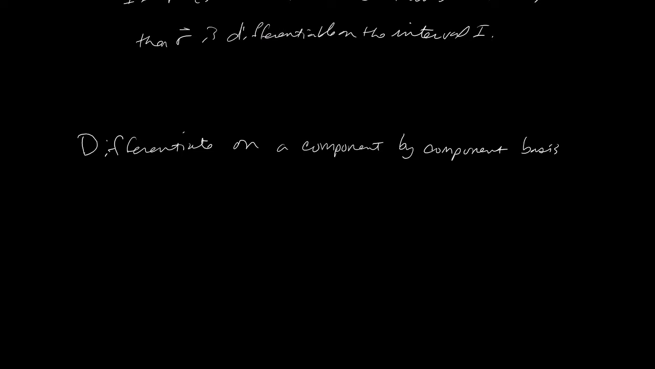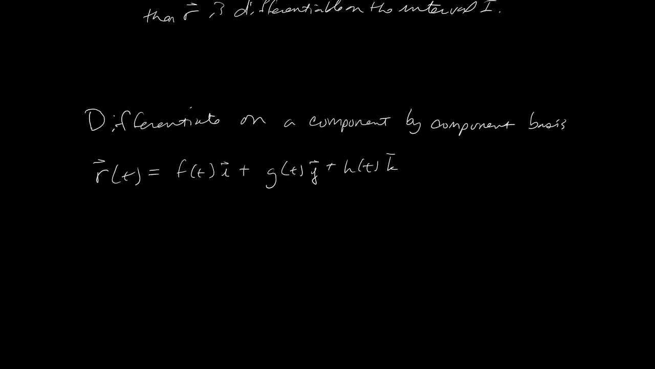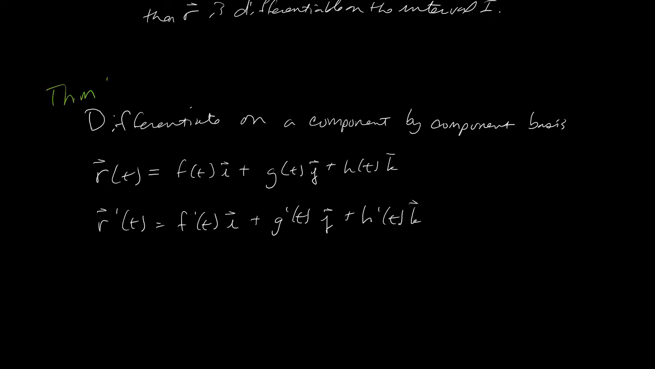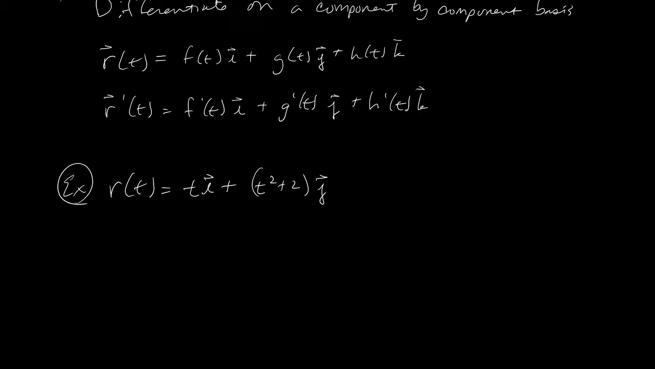So if you've got r of t equal to f of t in the I direction plus g of t in the j direction plus h of t in the k direction, then r prime of t is equal to f prime of t in the I direction plus g prime of t in the j direction plus h prime of t in the k direction. And that is actually theorem 12.1 from your book. All right, so let's see an example of this.